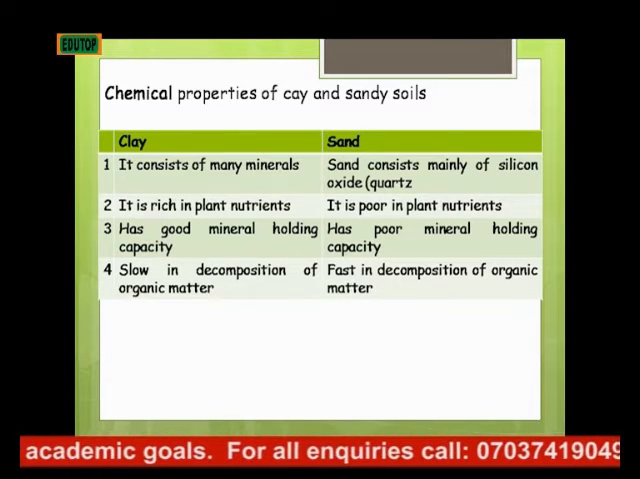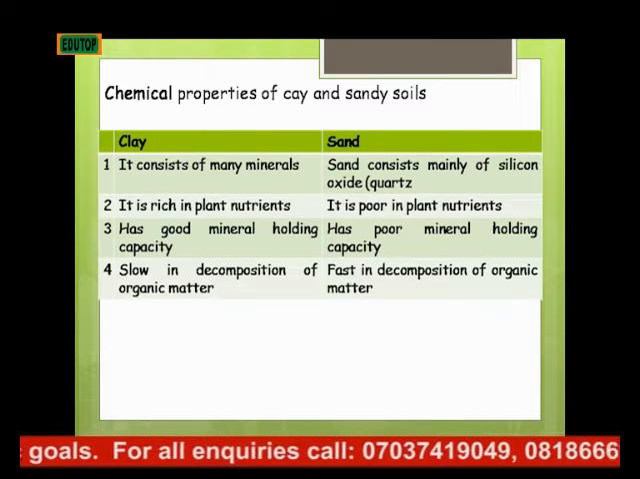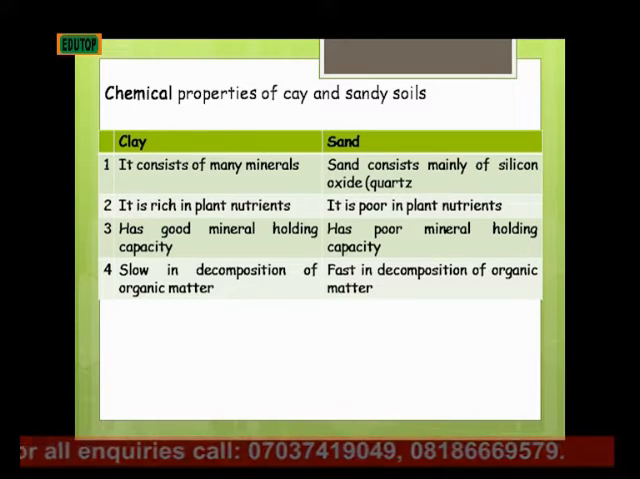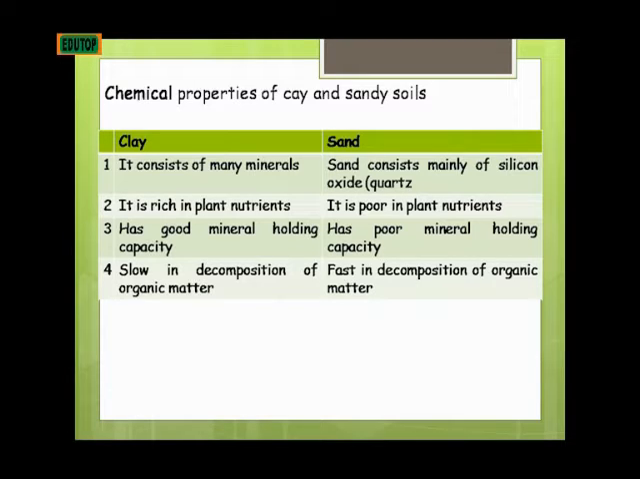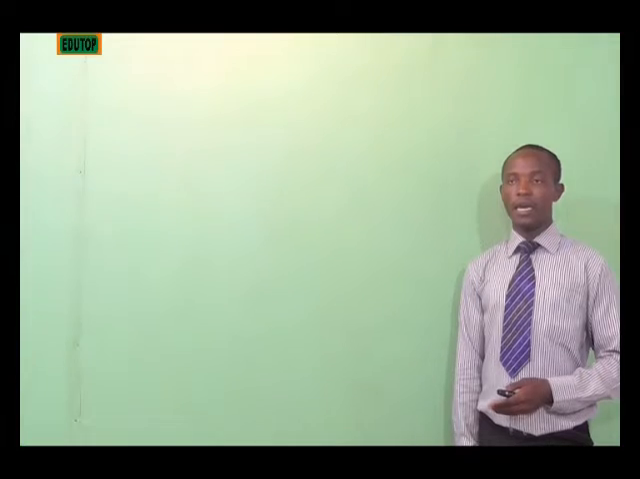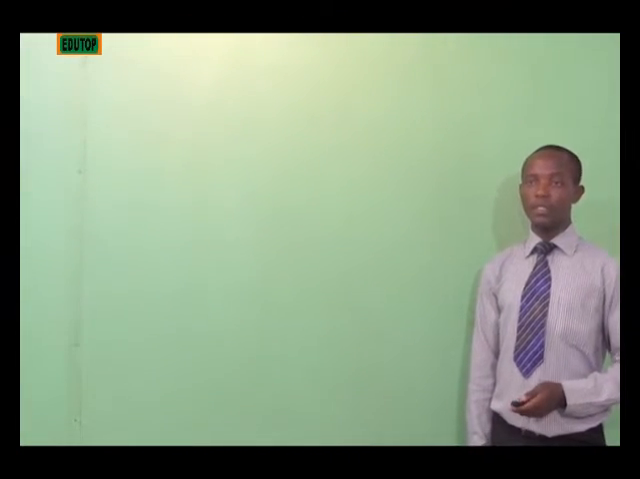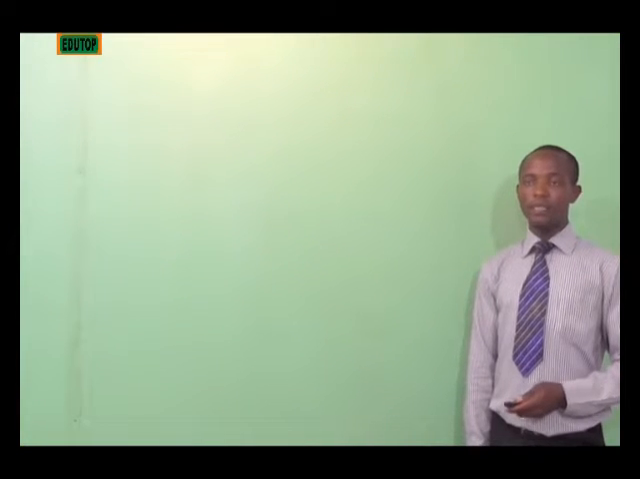For clay again, which is the last one of the chemical properties that we're having, it is slow in the decomposition of organic matter, while in sand it is fast in the decomposition of organic matter due to the fact that insects can burrow in sandy soil easily, and the pore spaces are high, which favors the activities of burrowing agents like insects and earthworms.